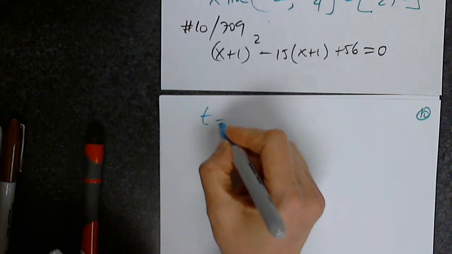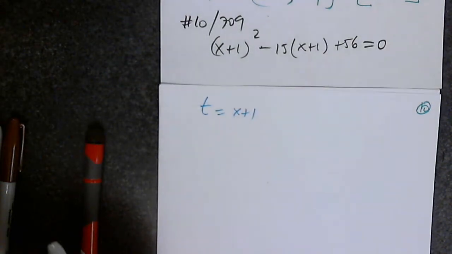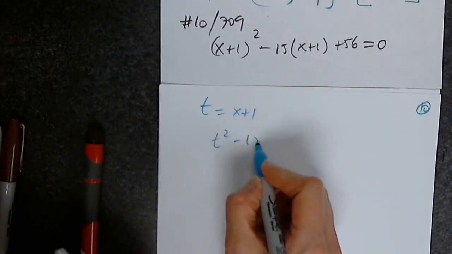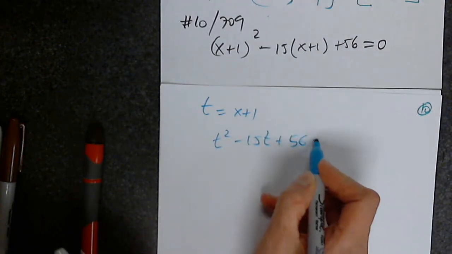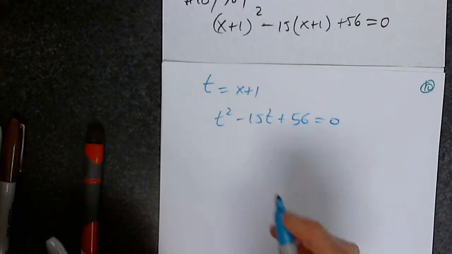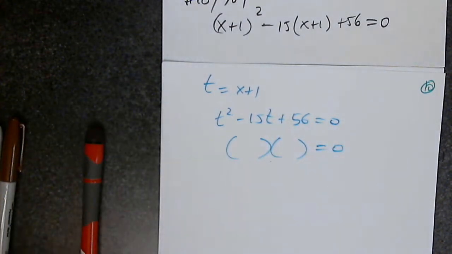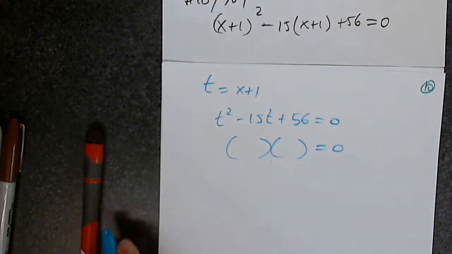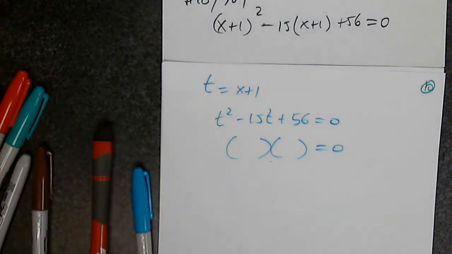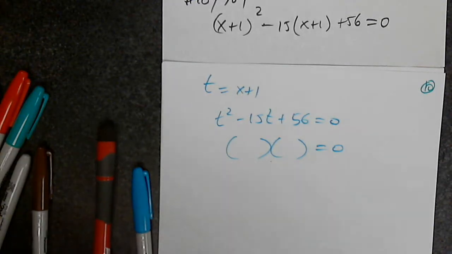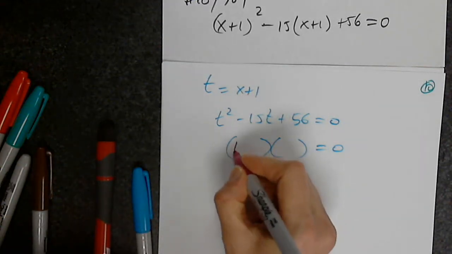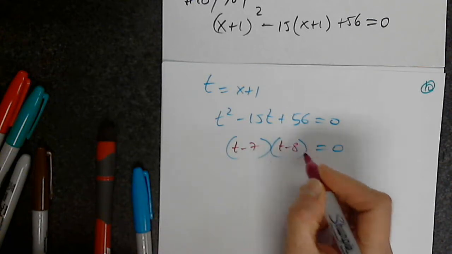So we let t be x plus 1. And then the equation becomes... Awesome. Now let's see if it takes more than a few seconds to factor. If it takes more than a few seconds to factor, then use the quadratic formula. So is there a way of factoring this? t minus 7, t minus 8.